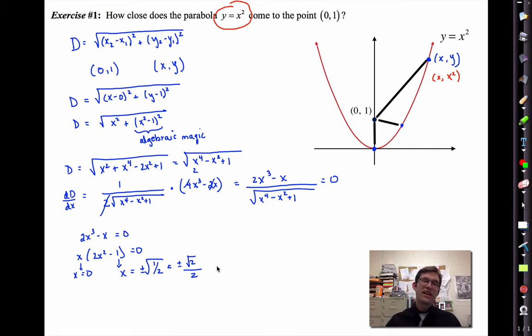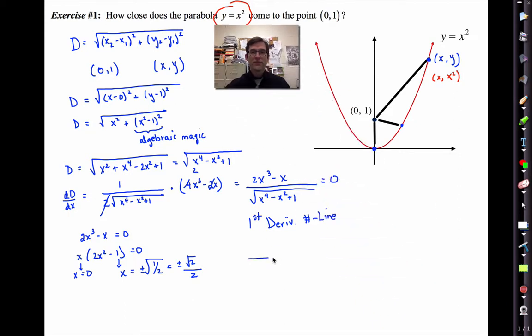So how to decide? I actually think an endpoint analysis does not work well here because it goes from negative infinity to positive infinity. I think what does actually give us some insight is a first derivative number line test. It certainly can't hurt, right? Let's take a look at it.